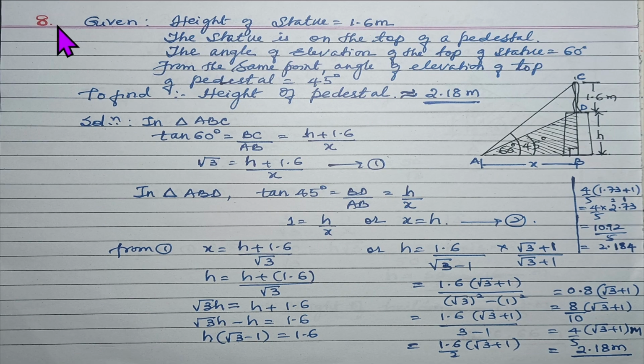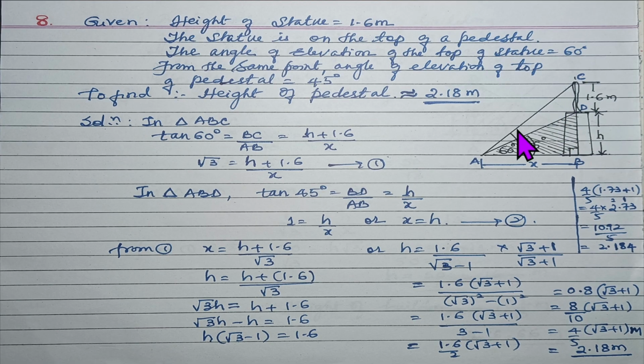Now coming to example number 8, here there is a pedestal. Please understand, there is a pedestal and its height is not known, that is h, and there is a statue on the pedestal of height 1.6 meters. From the center of the pedestal at a distance of x meters, from a point A, the angle of elevation of the top of the statue is 60 degrees, and the foot of the statue is 45 degrees. Now we have to find out the height of the pedestal. Already the statue height is given as 1.6 meters.